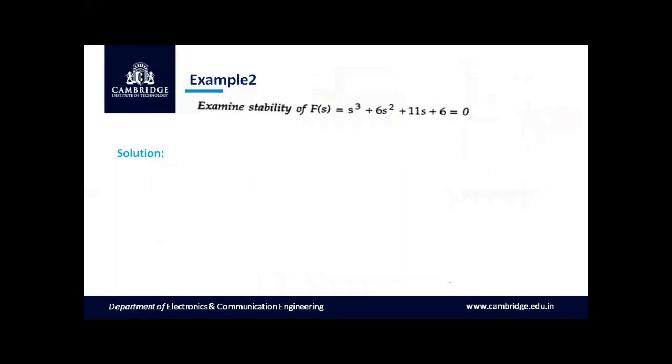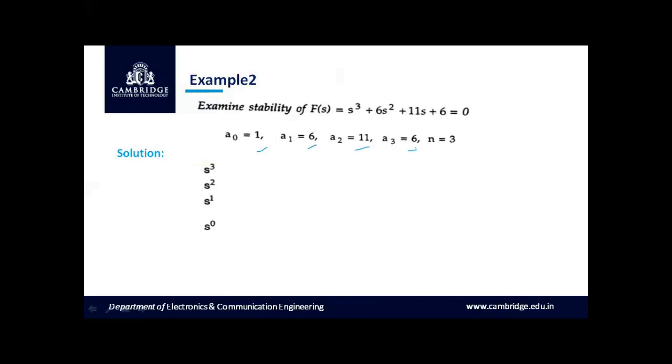Examine stability of F(s) = s cube plus 6s square plus 11s plus 6 = 0. As stated previously, the first step is to generate the Routh array. So we have the coefficient of S cube as 1, the coefficient of S square is 6, the coefficient of S is 11, and finally the constant is 6. As the highest power of S is 3, we have n equal to 3, which means that we get 3 roots in this example.